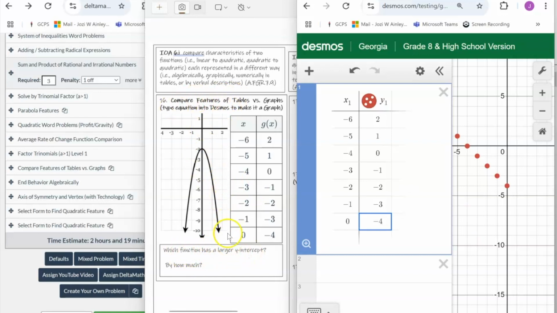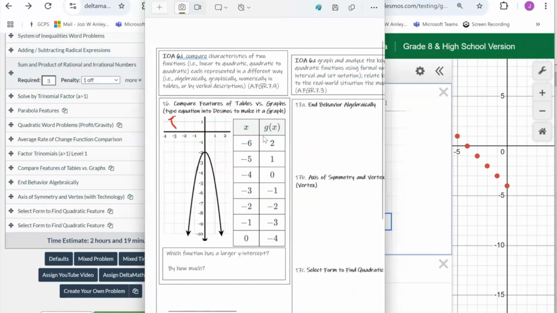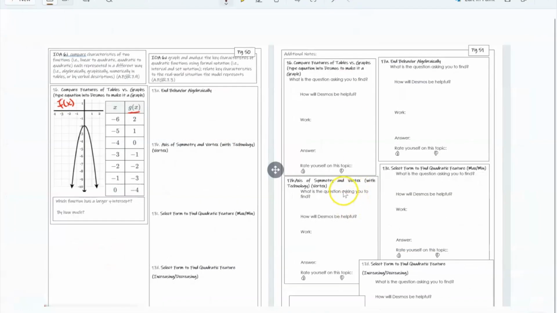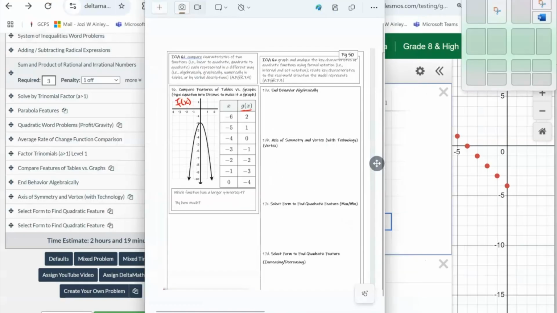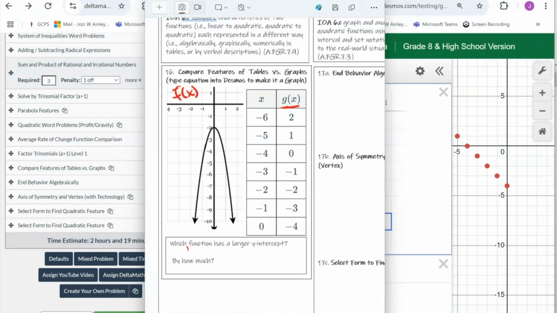Okay, so what does that mean? Where it crosses the y-axis. So the first one, we're going to call this f of x. I might not have labeled that. This is f of x, this is g of x. The first one crosses the y-axis right here at -2. So again, you are writing what the question is asking, can Desmos help, and so on. You're doing that right here. So what's the question asking me to find? The largest y-intercept. But I'm just going to do it right here. So my f of x is -2. So f of x is equal to -2.